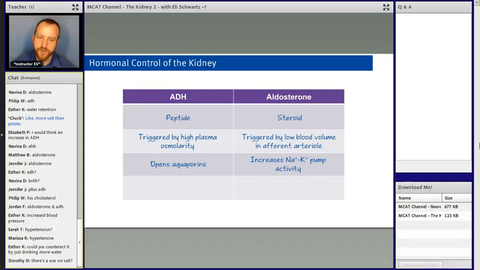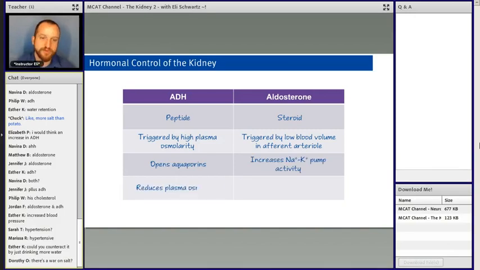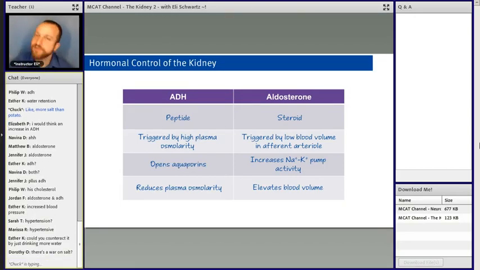There could be some questions, like I mentioned, on test day about the overall effect, besides what the actual effect of that particular hormone is, what the overall effect is on the body. We talked about this briefly, but just to be clear, ADH reduces plasma osmolarity by allowing more water to move back in. Aldosterone increases blood volume because water follows salt. So if they're pumping salt back into plasma, water will follow that salt back into plasma. So both of these are moving water into plasma.